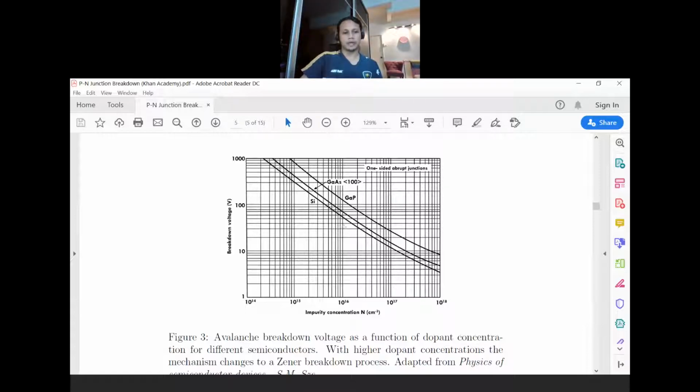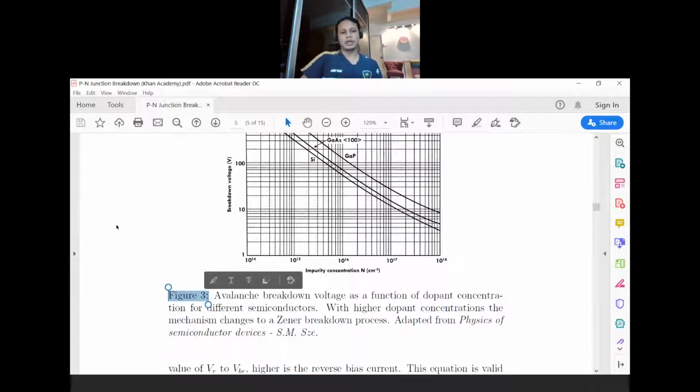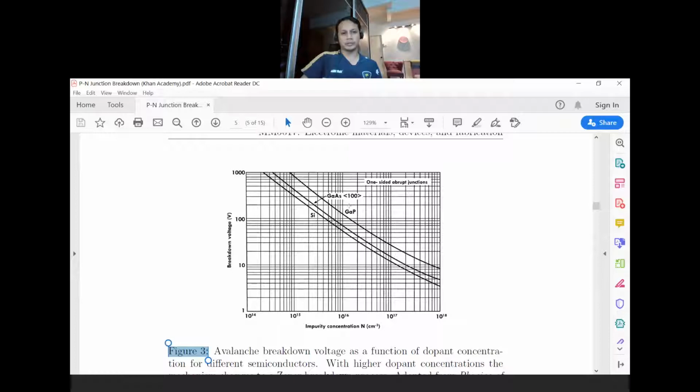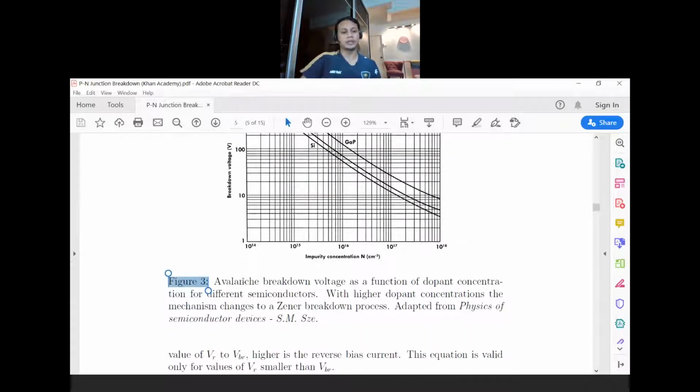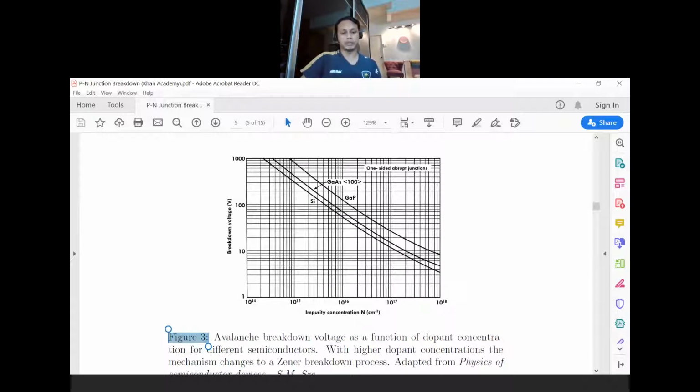So yeah, look at the caption of figure 3. Avalanche breakdown voltage is a function of dopant concentration for different semiconductors. Different semiconductors certainly have different breakdown voltage versus impurity concentration characteristics. But it's not so much different though.